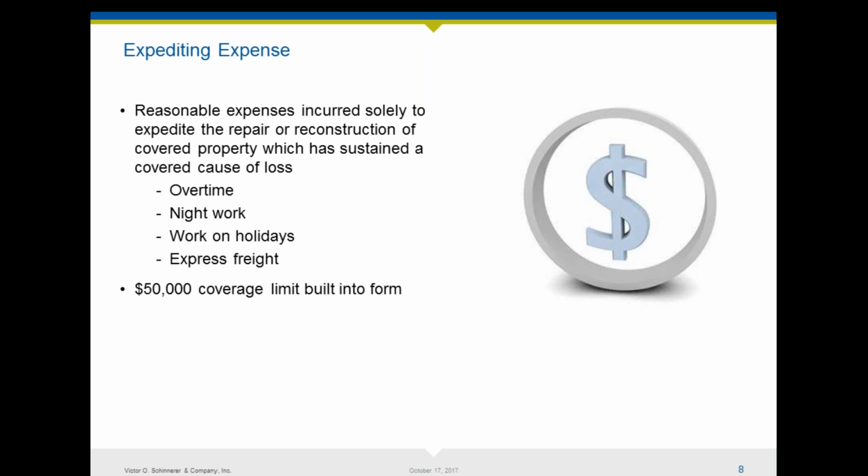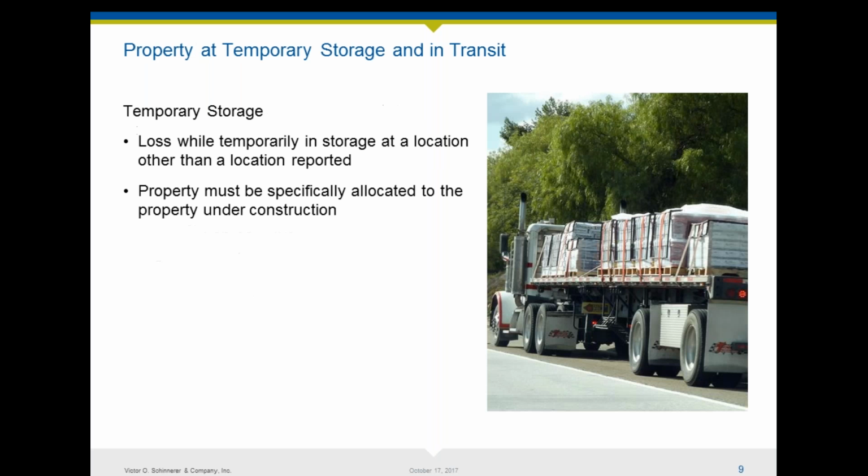So this really comes in handy if there is a covered cause of loss and there was lost time on the job site, and now to make sure that you meet your deadline you need to expedite the work, there are some additional expenses with that when you are paying additional salaries for overtime or night work. So this coverage would respond then. So our base rate automatically includes this coverage for a $50,000 sublimit, and it can be increased if needed.